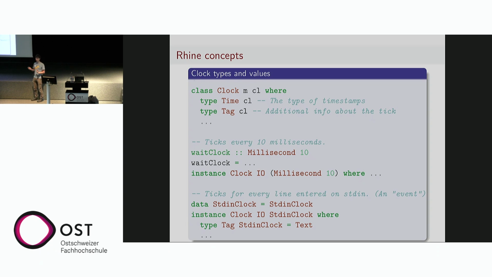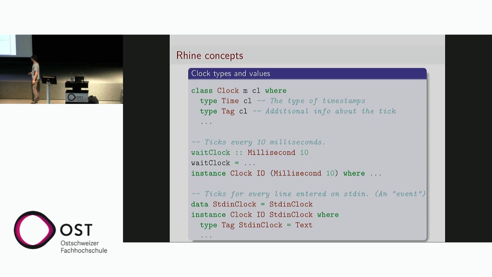A completely different clock is just a singleton, the standard in clock. This clock ticks every time a user enters a line on the console, on the standard input. So it might never tick if there is no input. It might tick very often if you pipe a file into your program. But every time one line arrives, this clock will tick once, and you're allowed one step of computation with this. So that's also in I/O here, of course, because you need to interact with the handle.